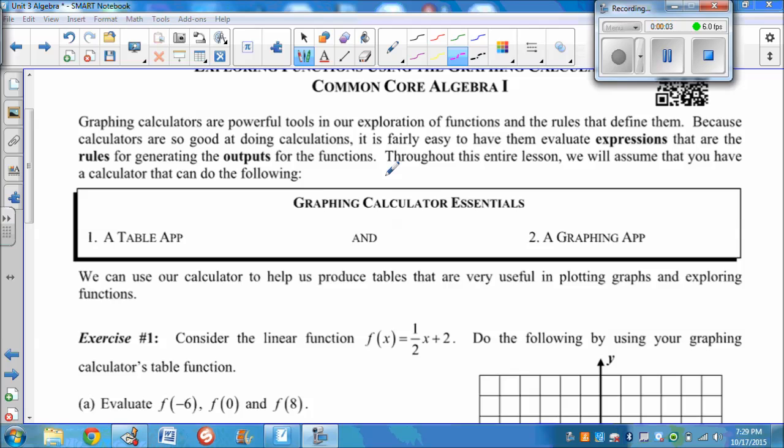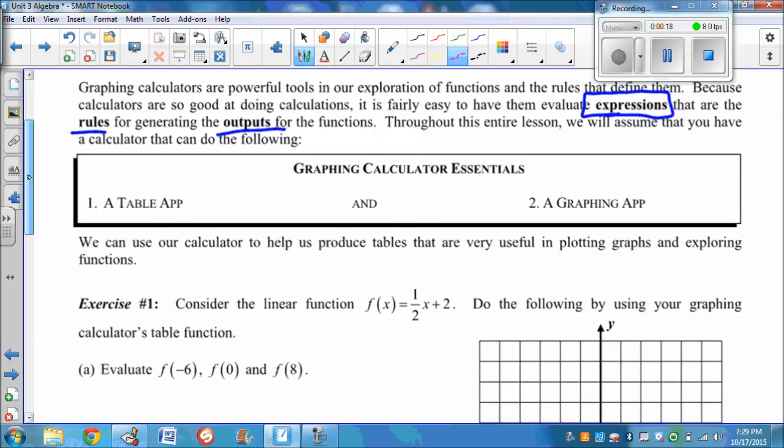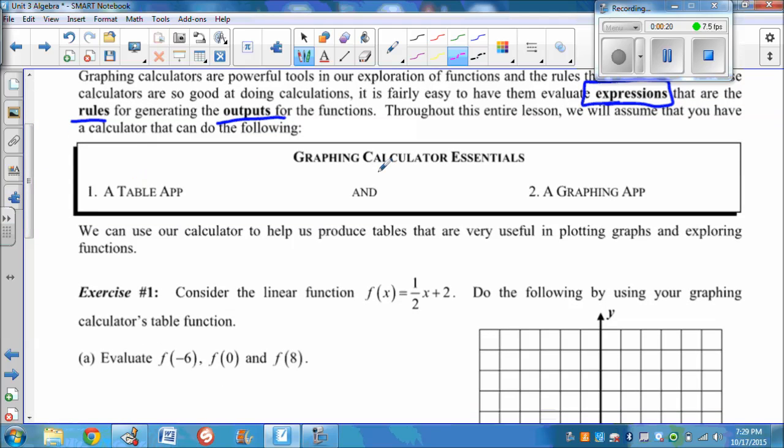Exploring functions using the graphing calculators. So it says that it's fairly easy to have them evaluate expressions. Okay, that's just the calculator, the calculate portion of it, for our rules to generate outputs. So let's think about them graphically. So when we input something graphically, we can look at their inputs and the outputs in a different way. We're going to focus in on the table feature of the calculator and the graphing feature. Those two are going to go hand in hand.